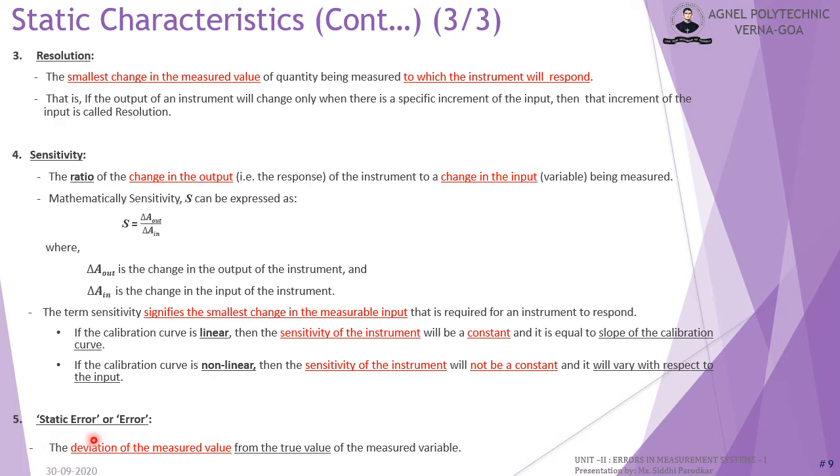Finally, static error, or simply error. This is defined as the deviation of the measured value from the true value. That is, it is the difference between the measured value and the true value of the variable being measured.